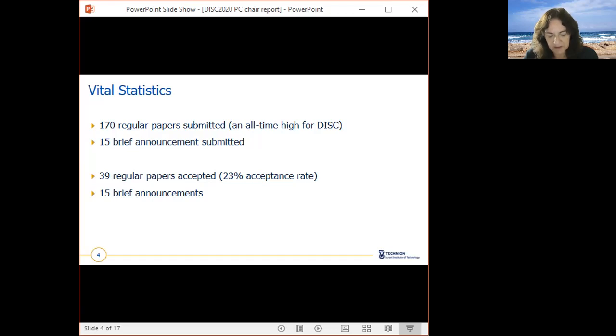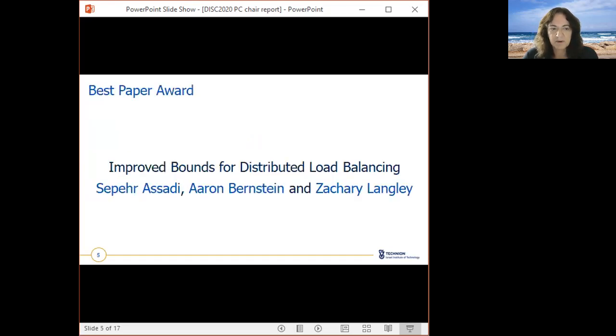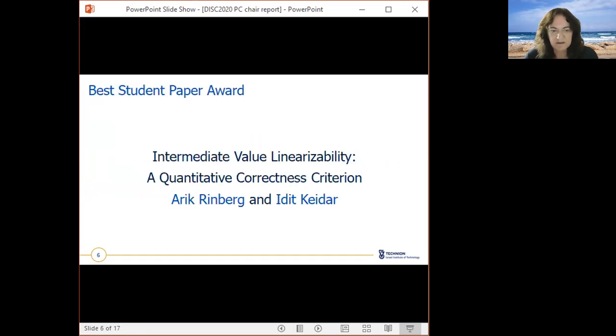Many excellent papers were submitted, but one paper stood out and won the Best Paper Award. This is the paper by Asadi, Bernstein, and Langley, titled Improved Bounds for Distributed Load Balancing. Among the papers authored by students, the award for the Best Student Paper goes to Eric Goldberg and his advisor Edith Kedar for the paper titled Intermediate Value Linearizability: A Quantitative Correctness Criterion. The awards will be presented to the winners during the business meeting on Tuesday. I encourage you to join the business meeting to watch the presentation of the awards and to watch their talks, already uploaded on YouTube.